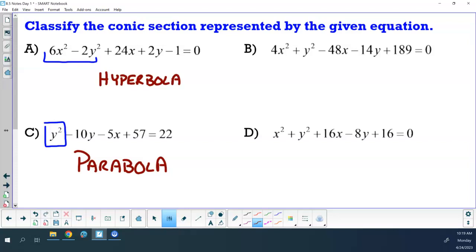That leaves circle and ellipse. Which one is the circle? D. The coefficients are the same. We have x squared plus y squared in both, but in this one the coefficients are the same, so that makes it a circle. Here, the coefficients are different, so that makes that one the ellipse.